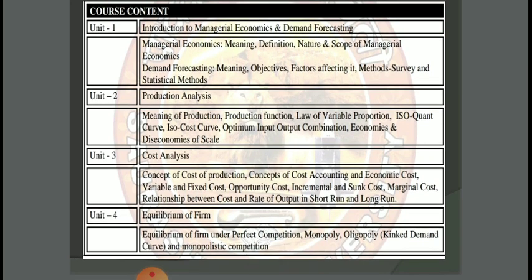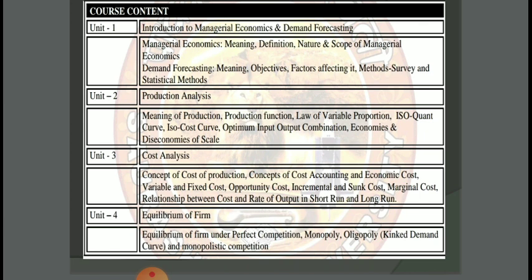Like your first semester and second semester, here too, you are having only 4 units. Earlier, the same syllabus was framed in 5 units, but now first and second units are merged and together they are known as Introduction to Managerial Economics and Demand Forecasting. In the first part, we will learn the introductory part of the subject and what are the areas of this subject.